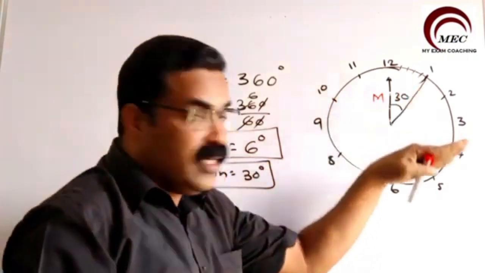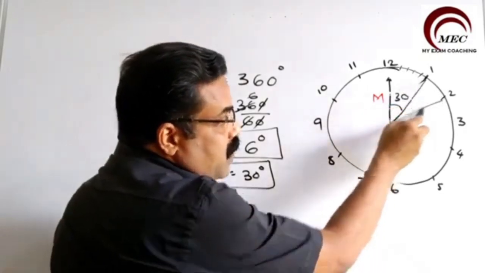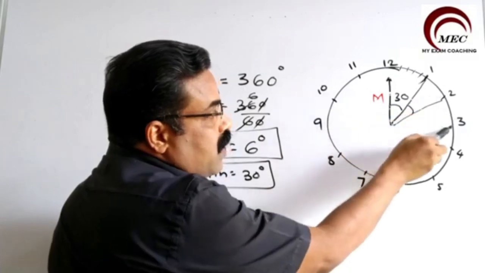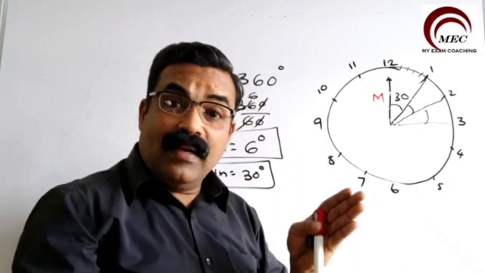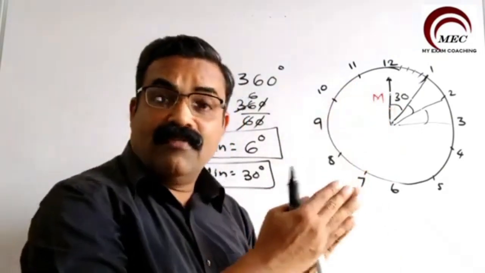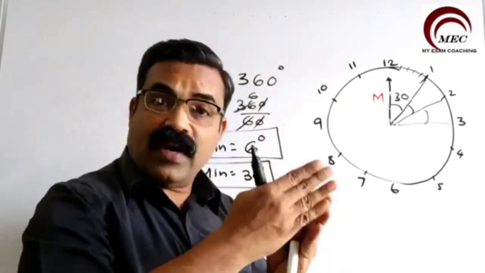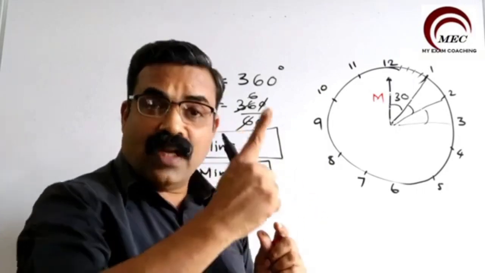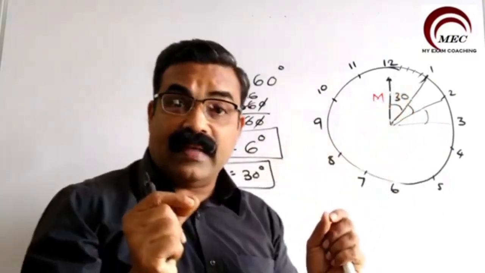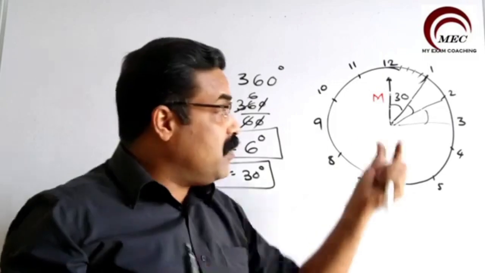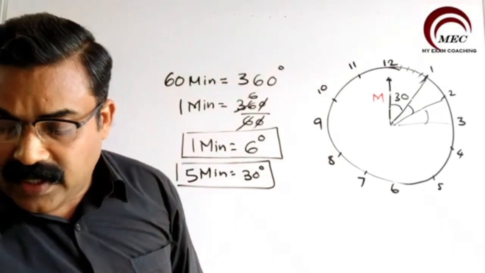So every 5 minutes it becomes 30 degrees. When it moves from here to here, this angle will be 30, and from here to here, this angle will be 30. So every 5 minutes, the angle made by the minute hand will be 30 degrees. Every 1 minute it is 6 degrees, every 5 minutes it is 30 degrees, and in 1 hour, that means 60 minutes, the total will be 360 degrees. One of the very important concepts about the minute hand. Now let us go to the hour hand. So let me remove this.